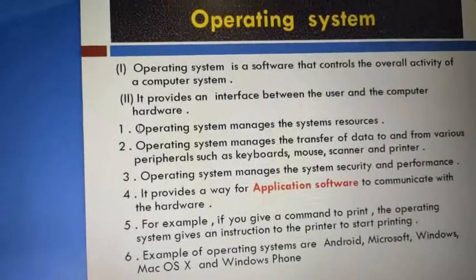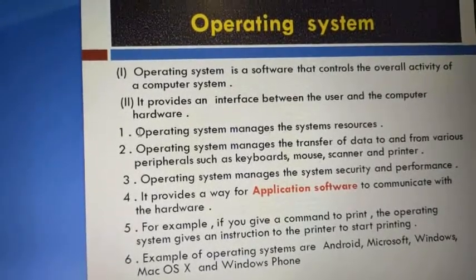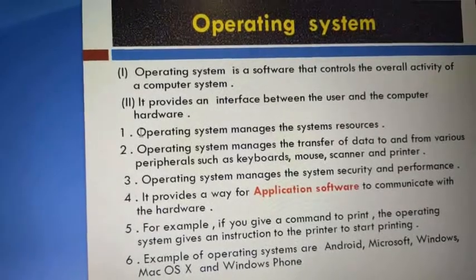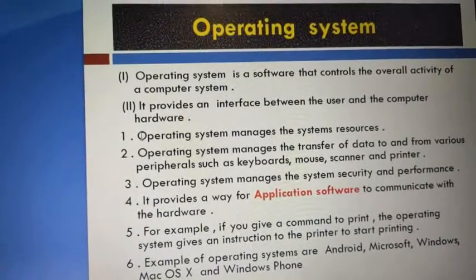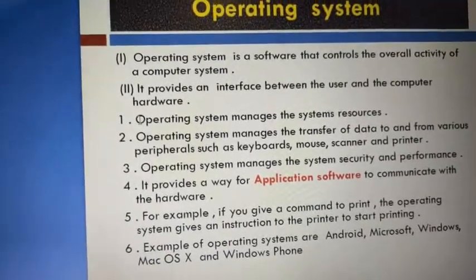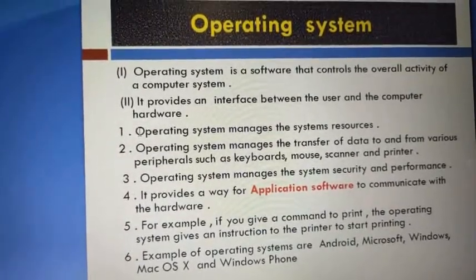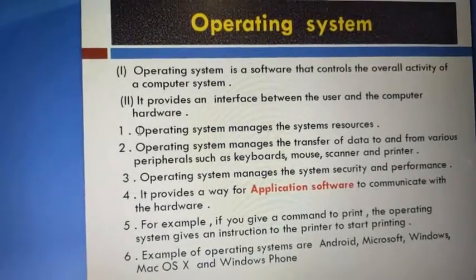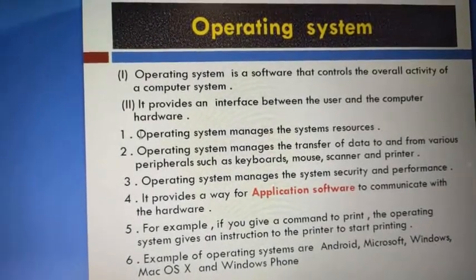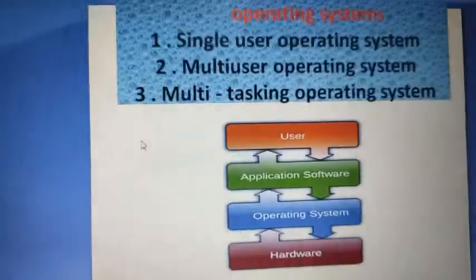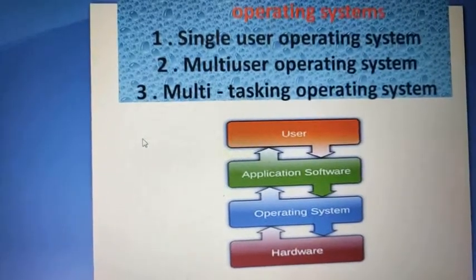Fifth one, for example, if you give a command to print, the operating system gives an instruction to the printer to start printing. Examples of operating system are Android, Microsoft Windows, Mac OS X and Windows Phone. There are many types of operating system. Let us study one by one.